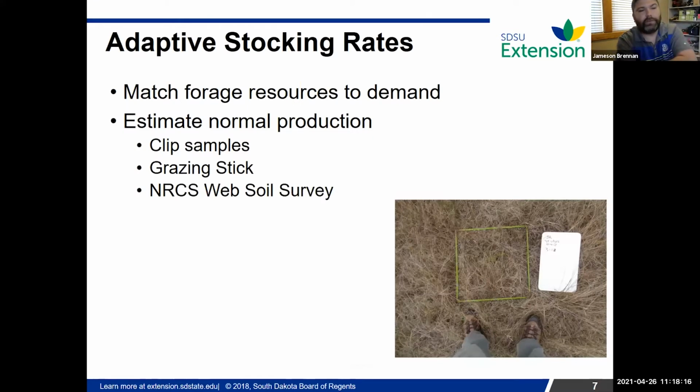And so these tools can be used to calculate adaptive stocking rates. And the purpose of adaptive stocking rates is really to match your forage resource to your animal demand. If you stock your pastures the same every single year, you have the same stocking rate, maybe in wetter years you're leaving a bit more forage on the ground. In drier years, you could potentially be overgrazing to severely overgrazing your pastures, just depending on how much production you have. And so key to calculating these stocking rates, and adaptive ones, is really to have a good idea of what your normal production might be.